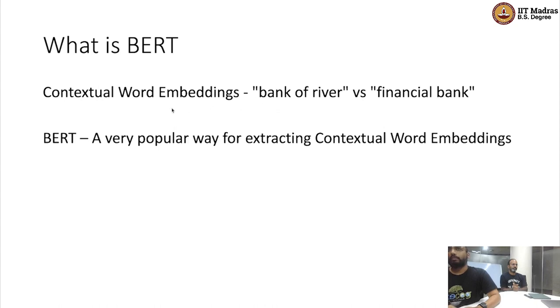So people started looking at something called contextual word representation. What it essentially means is that if the word bank occurs in different contexts, its representation should change to reflect that. And BERT is a very, very popular way to do that. BERT came out as a paper in 2017, and it has literally taken the NLP world by storm, with a new model coming out every second day.